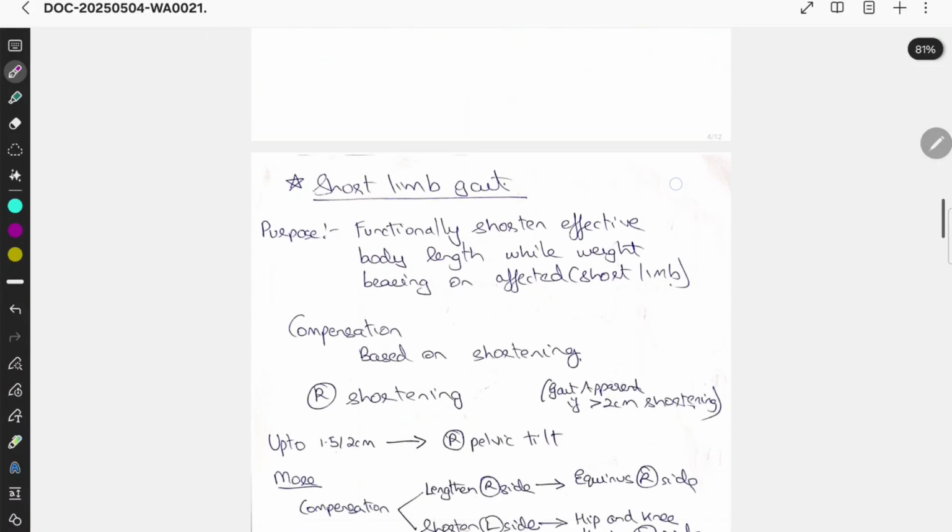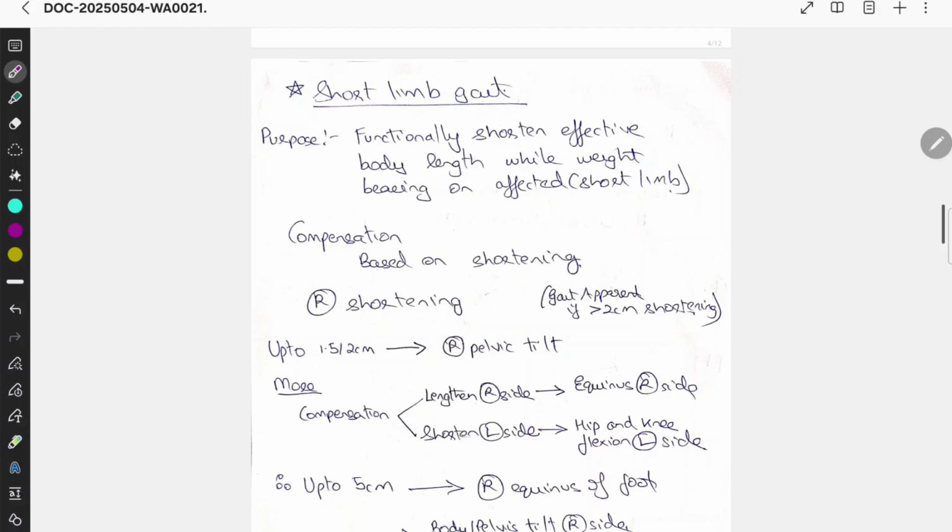Okay, now moving further, what is the core concept of short limb gait? The purpose is to functionally shorten the effective body length while weight bearing on the affected side. Let's suppose there is a right-sided limb length discrepancy, a right-sided shortening in the lower limb. To compensate for the shortening, the body has adapted various mechanisms on the opposite side and on the trunk to functionally shorten the effective body length. We are going to understand these mechanisms.